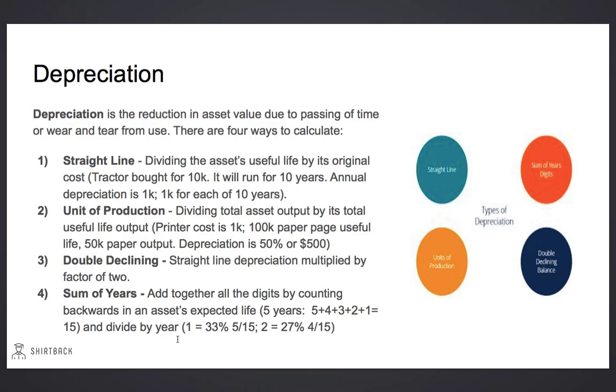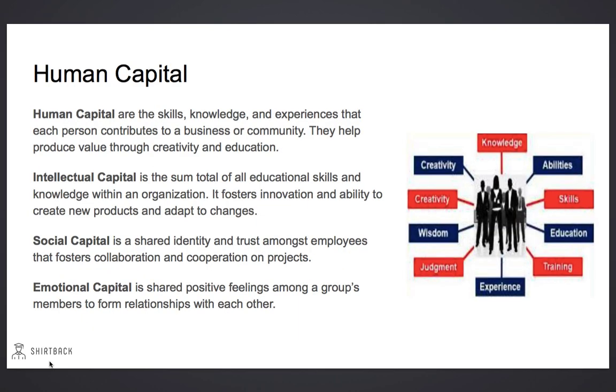Then what we do is we start in year 1 by taking the highest depreciation amount. We take the first year, which will be 5, and divide it by the sum, 15. So in year 1, our depreciation would be 33%. It would be 5 divided by 15. In year 2, our depreciation would be 4 divided by 15, 27%, and so on.